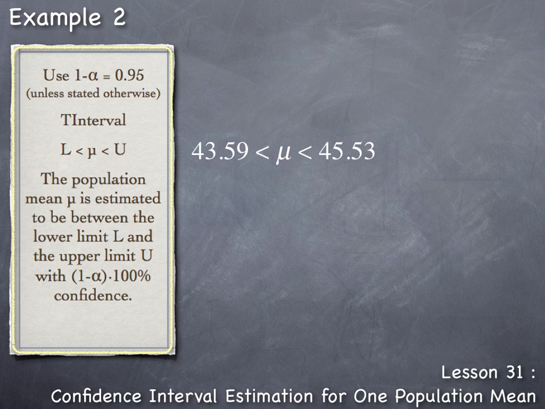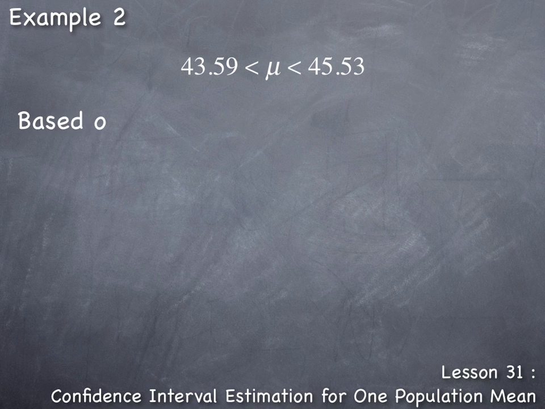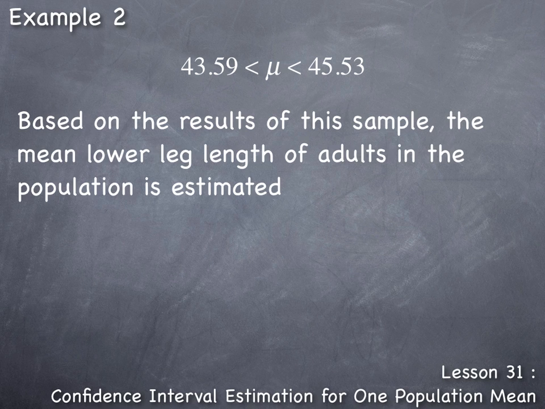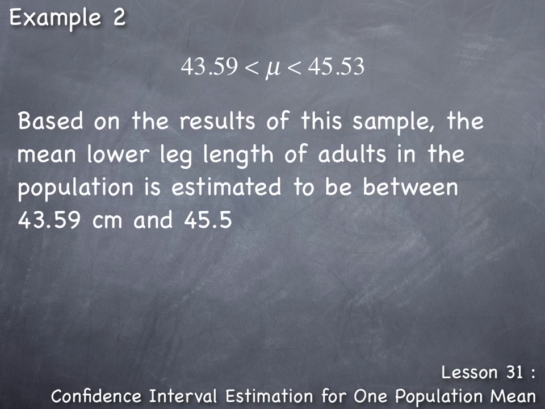Now that we've expressed our confidence interval symbolically, we can express it verbally. Based on the results of this sample, the mean lower leg length of adults in the population is estimated to be between 43.59 centimeters and 45.53 centimeters with 95% confidence.